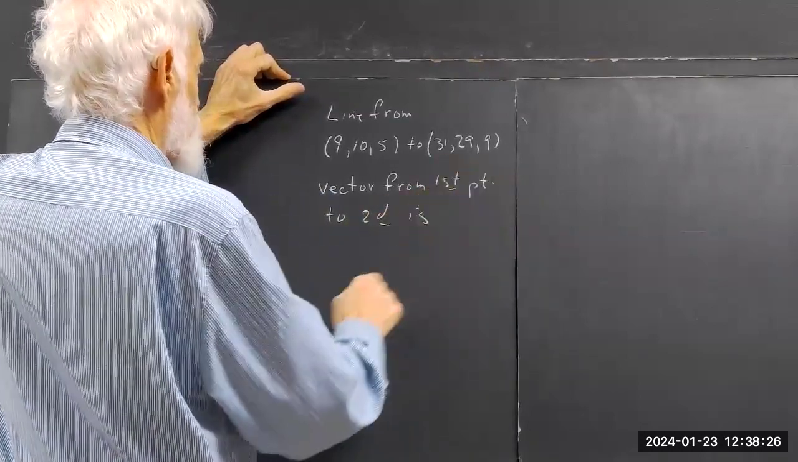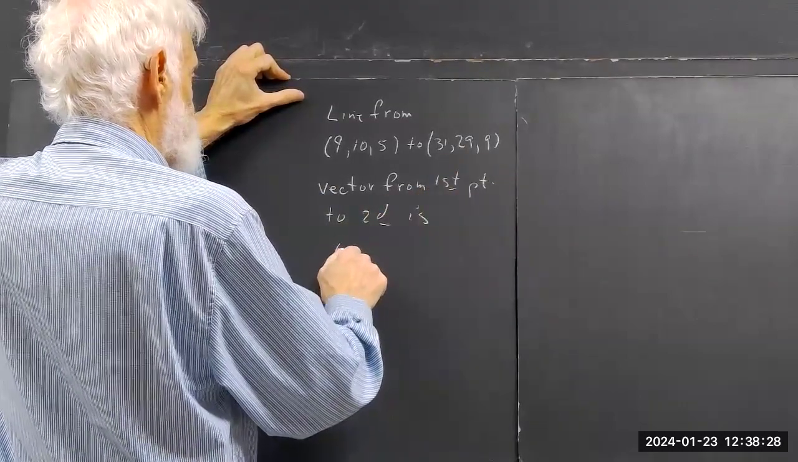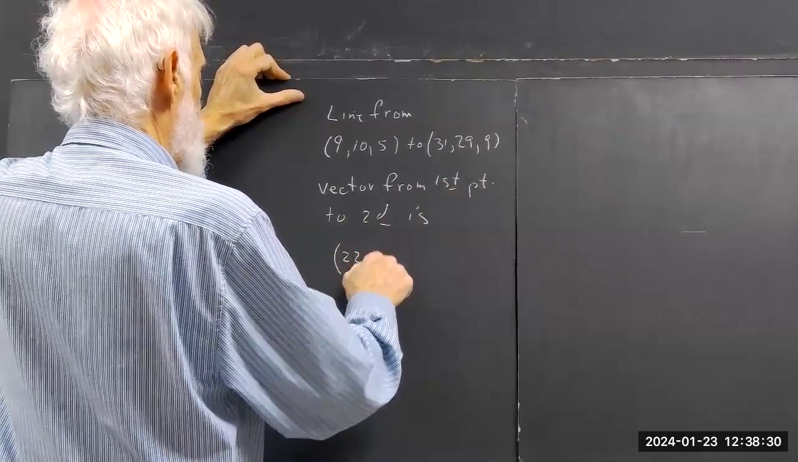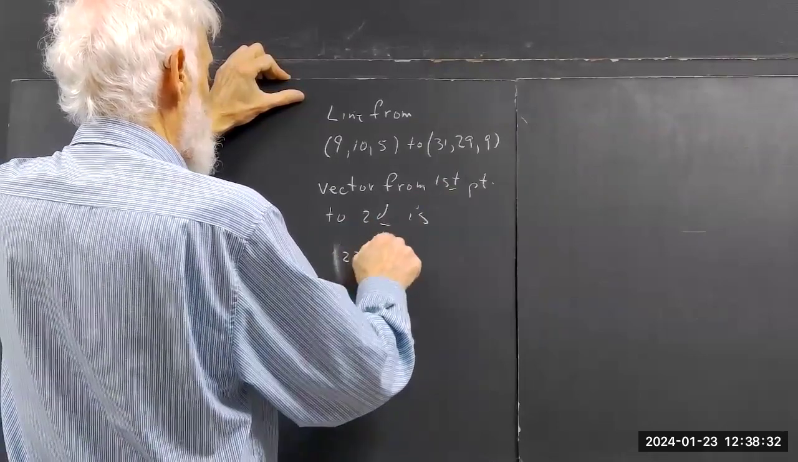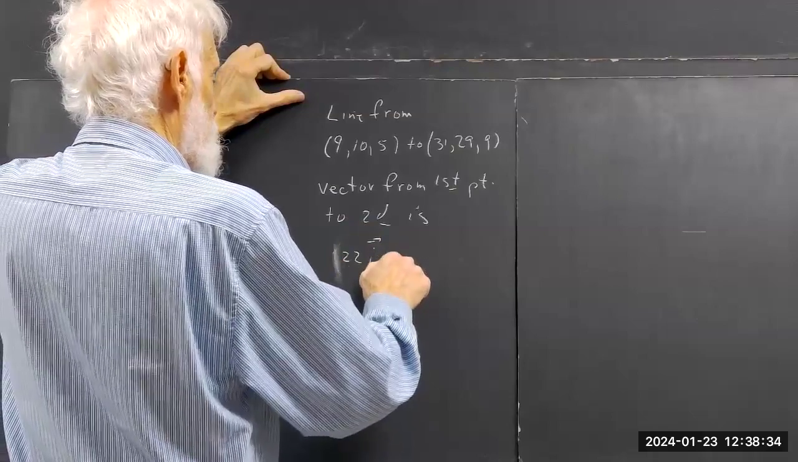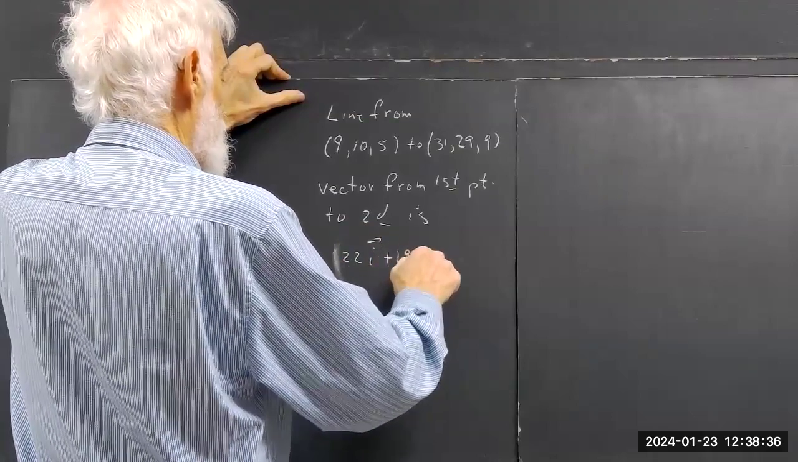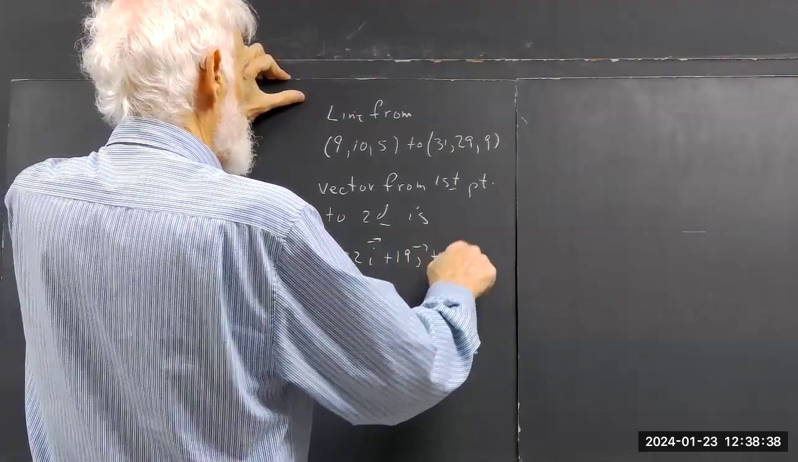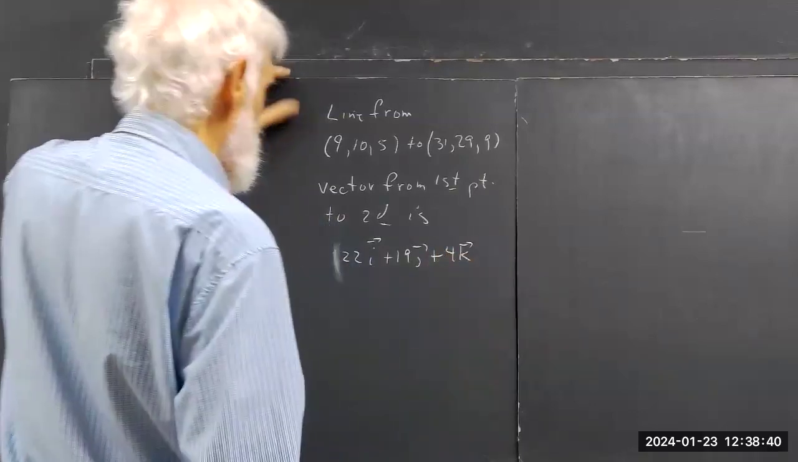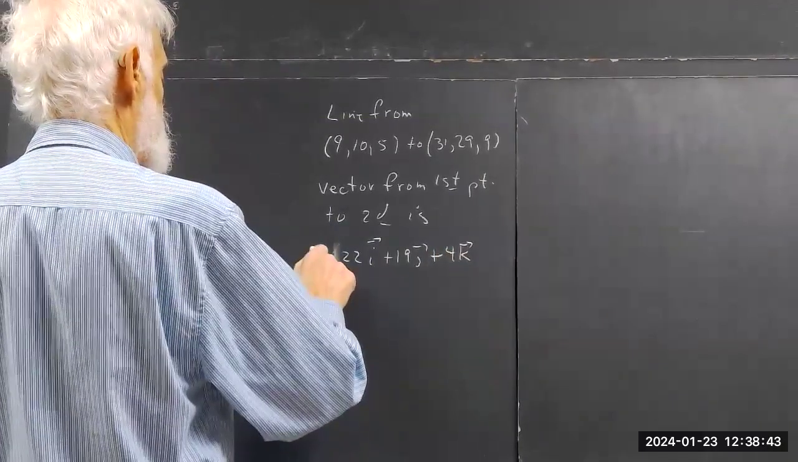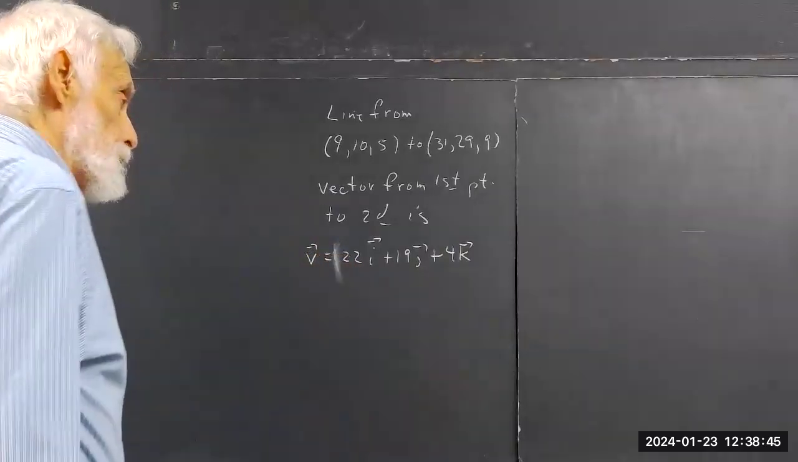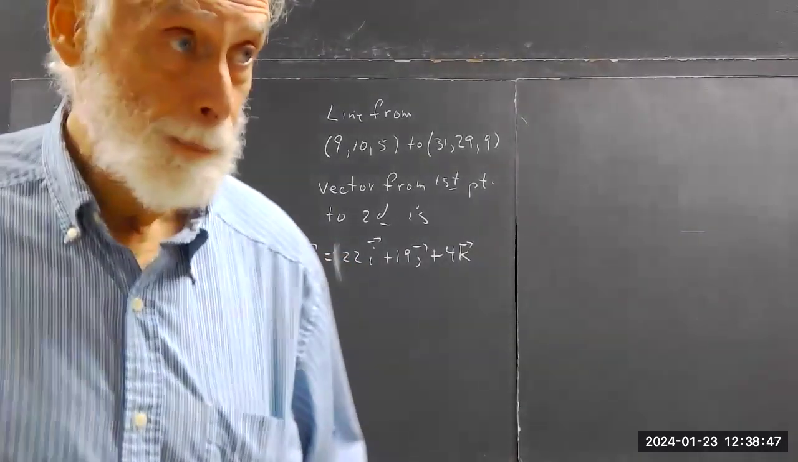The vector from the first point to the second is 22i plus 19j plus 4k. All that big. Okay.